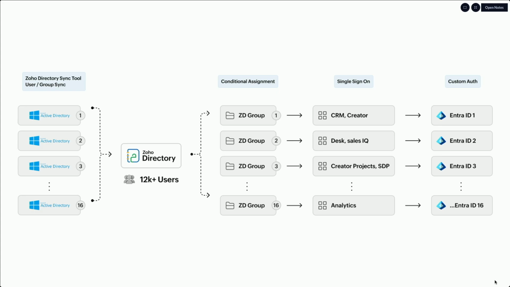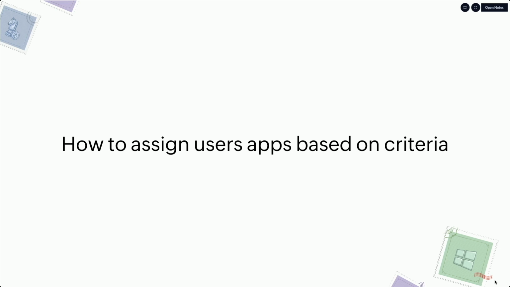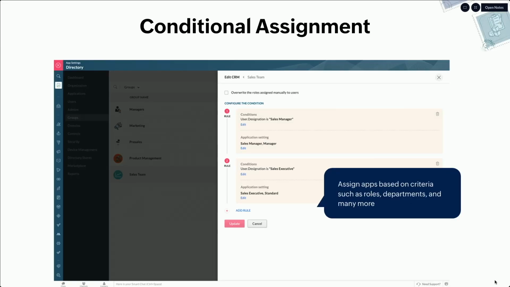And then we enable custom authentication through single sign-on, where the Microsoft Active Directory acted as an identity provider, and then we enable custom authentication for these users using Microsoft login. So we'll quickly look into how we did this or how to assign users based on criteria.